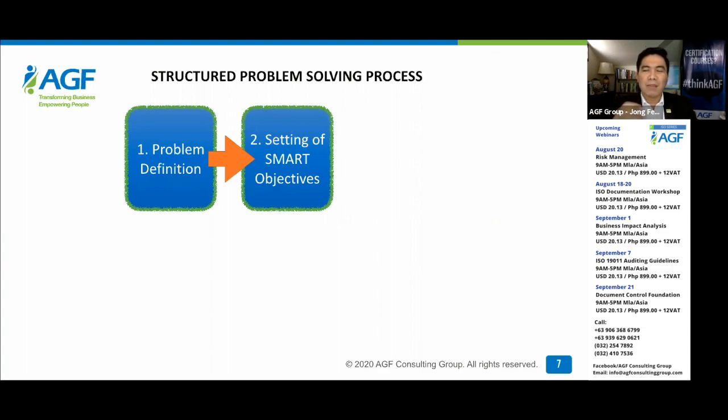So when we say setting of SMART objectives, now that you have clearly defined the problem, let's say the problem here, as mentioned in my example, is that of declining customer satisfaction rating, and it's supported by data, by the way. The data we use is that of the customer satisfaction survey results. So you have to set your objective here, which is an important part of the whole problem solving process.